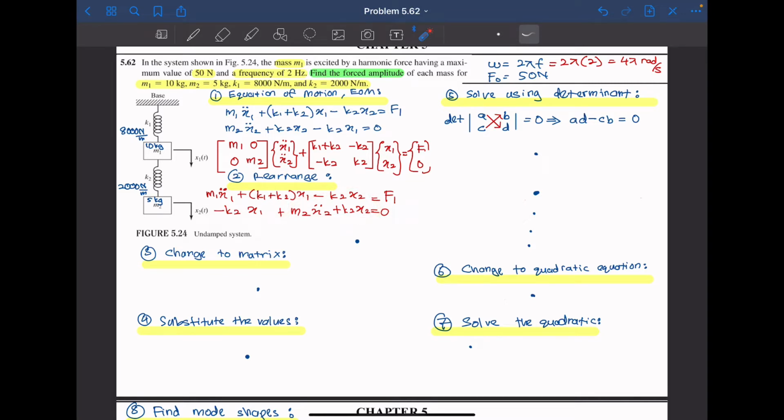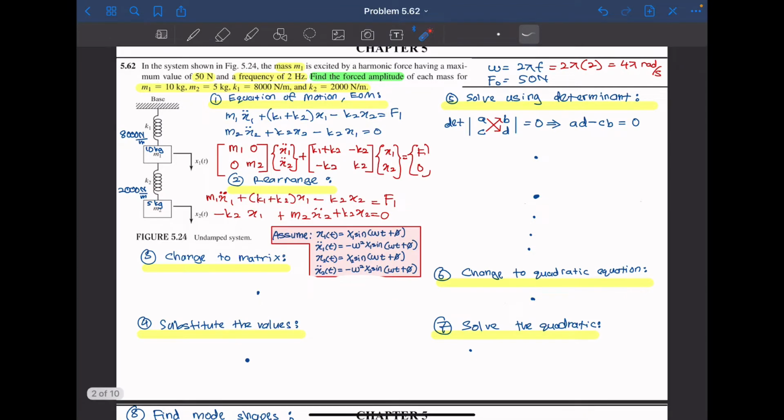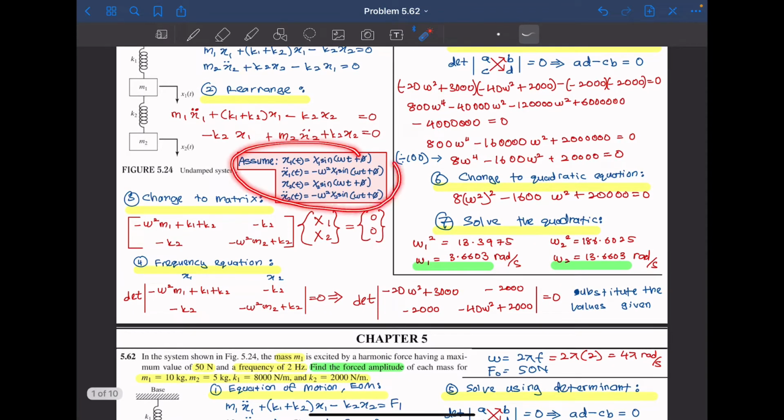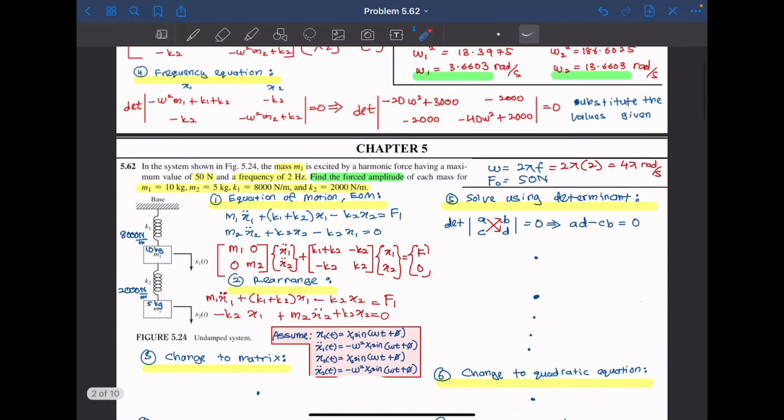Remember, whenever you are going to change to matrix, you have to put this assumption. Remember last time for problem 5.5, I didn't put this one, my mistake over there. You have to state what you assume: you assume x1.